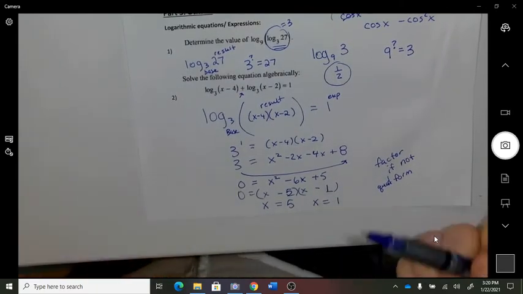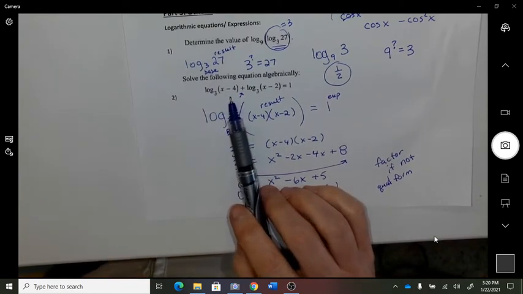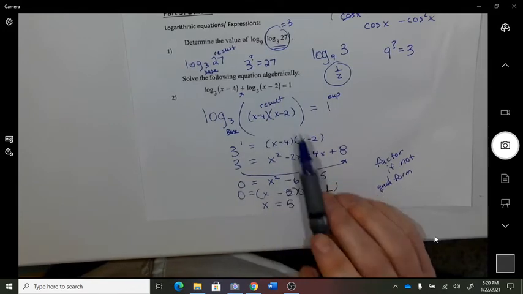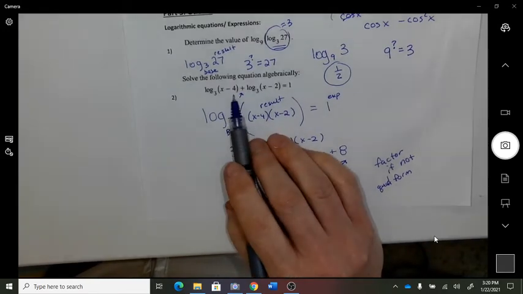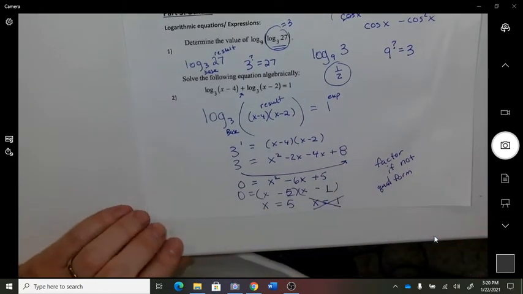Now you have to plug these in. So if I put a 5 in here, this is good. It's still above 0. And if I put a 5 in here, it's also good. 1 subtract 4, that is creating a negative. So I have to eliminate that.